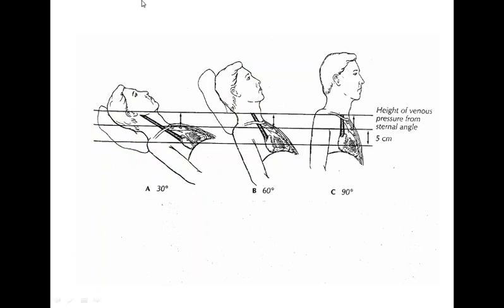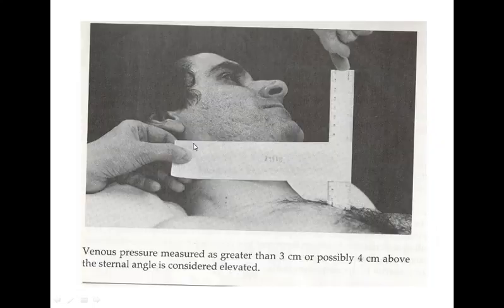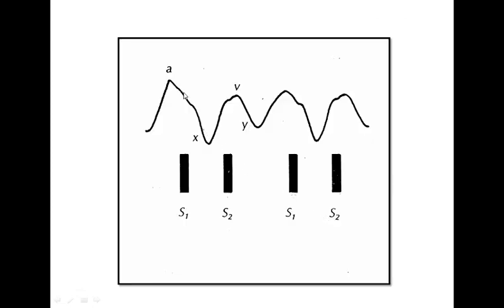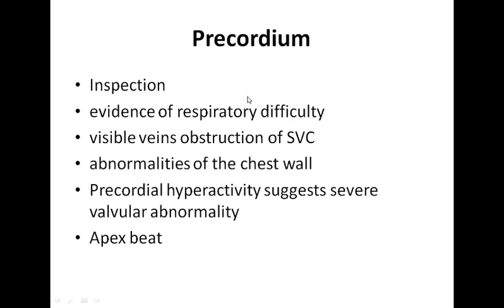These pictures show the way of measuring the jugular venous pressure. The patient has to be lying down at 45 degrees. You have to take the vertical height from the sternomastoid junction, and it has to be a vertical height. Common wave patterns are the A and V waves and the X and Y descents. These are the first and second heart sounds.